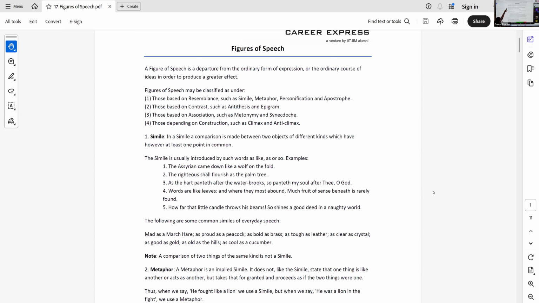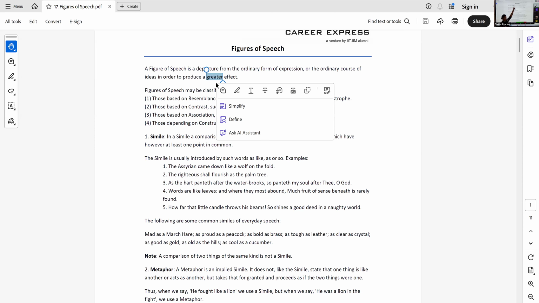First one, figures of speech: departure from the ordinary form of expression. When I say the leaves are dancing, it's not normal language, na? It is a departure from what we converse every day. Figures of speech produce a greater effect. This is what is important, that they are there to produce an effect, a memorable effect or a visual effect.